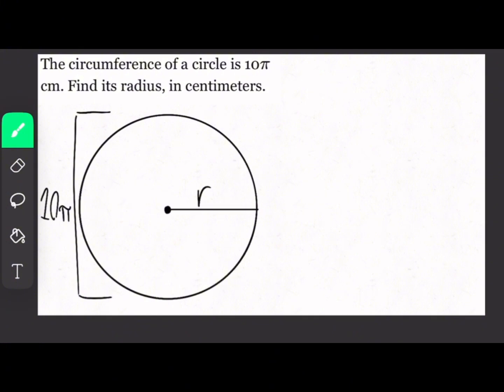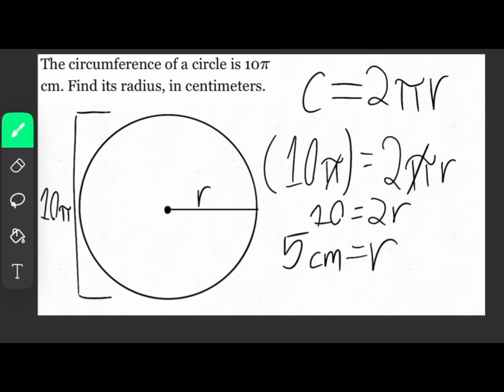This should be easy. In centimeters though. Alright, so the circumference, once again, is 2 pi r, or 1 diameter pi. You'd plug in 10 pi for circumference and equate that to 2 pi r. You'd get rid of pi on either side, which would lead you to 10 equals 2 radius. And then you'd divide that by 2 to isolate r, and you'd get 5 centimeters for the radius.